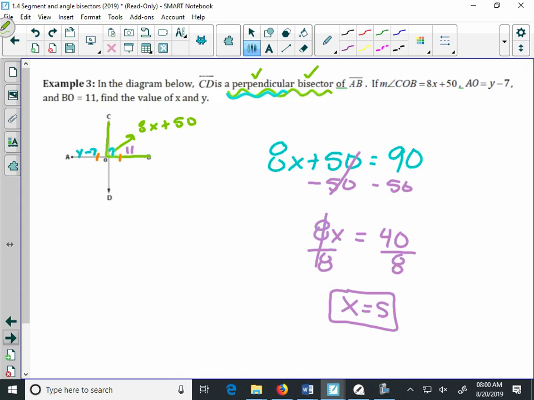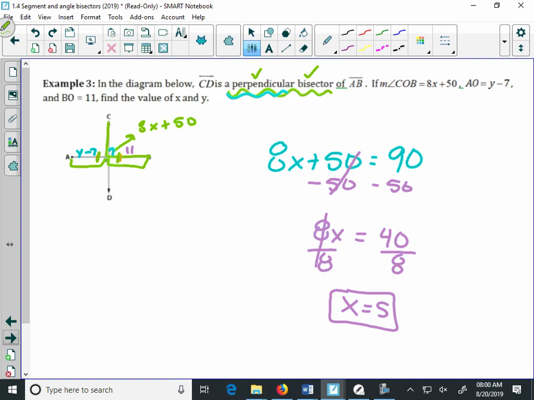When you write your equation to solve for y on paper, what's it going to look like? Well, because it's bisecting, we know that's the same, right? It's cutting it in half. So then we know AO and BO are the same, which means in math, they are equal.